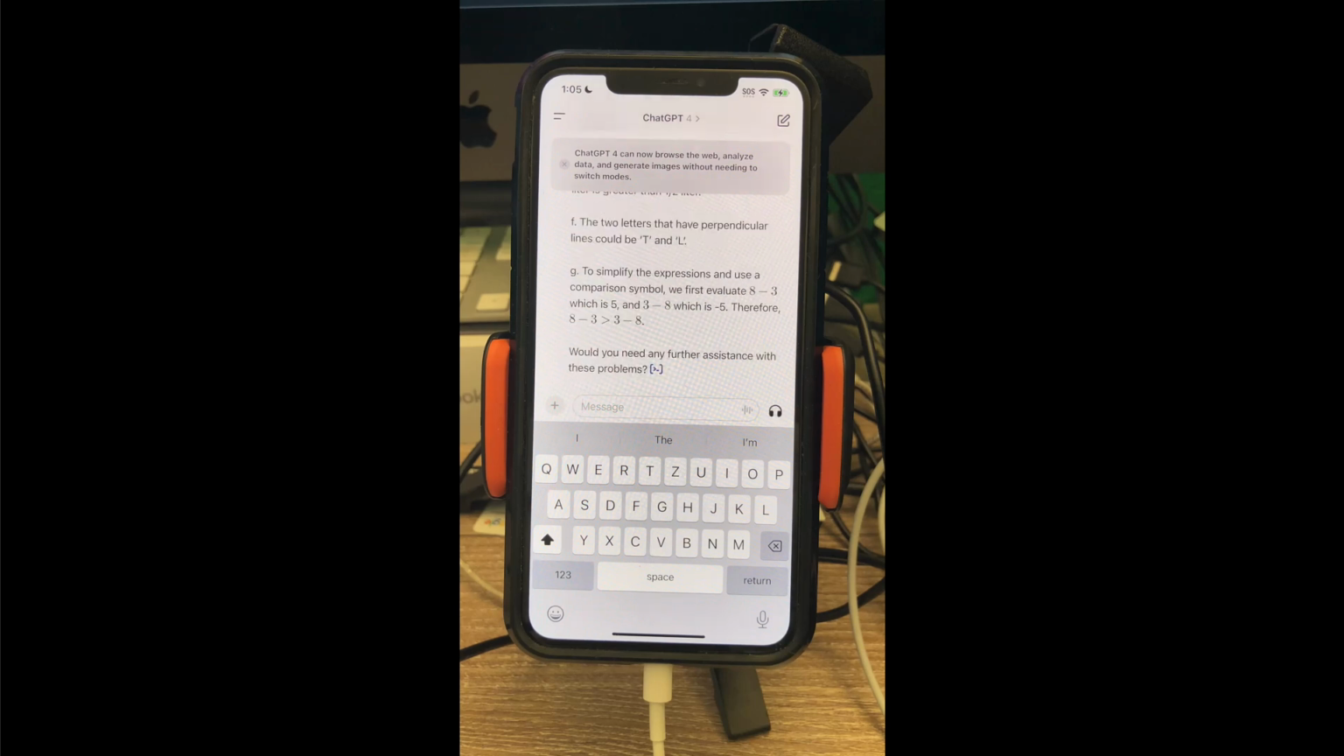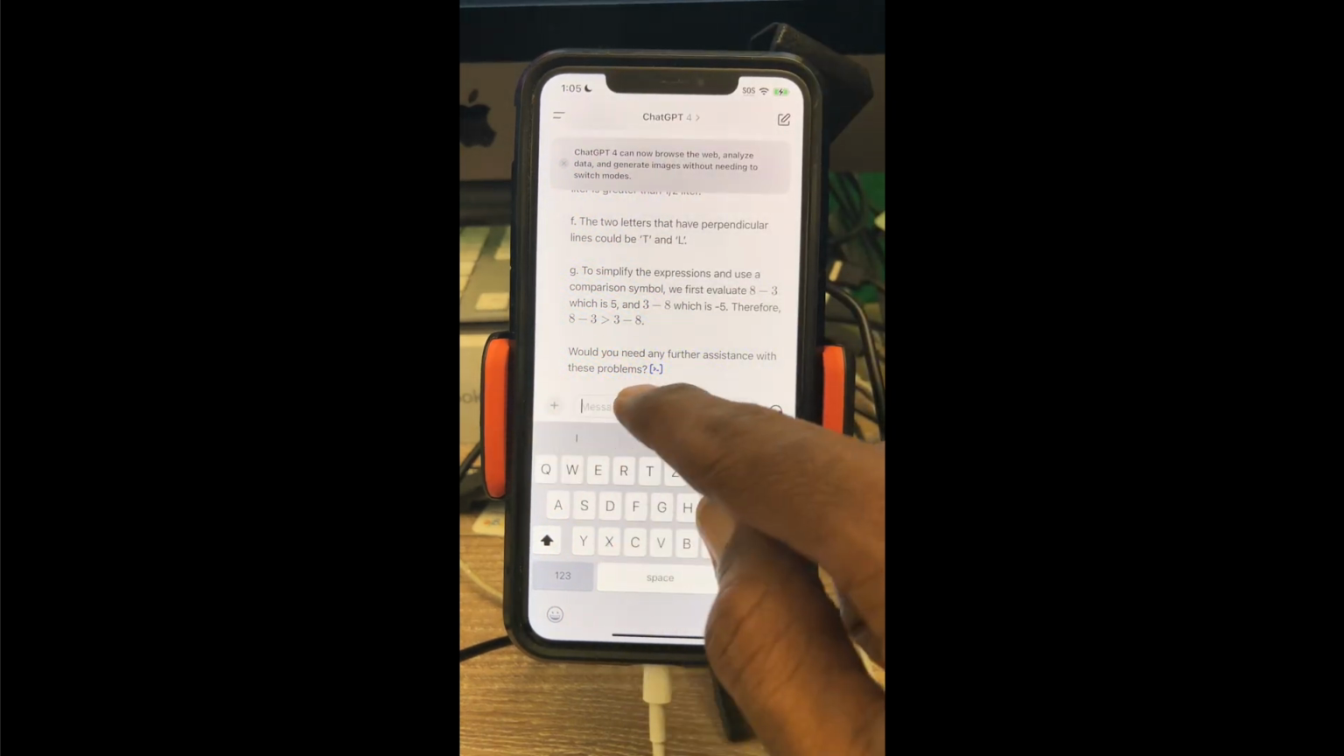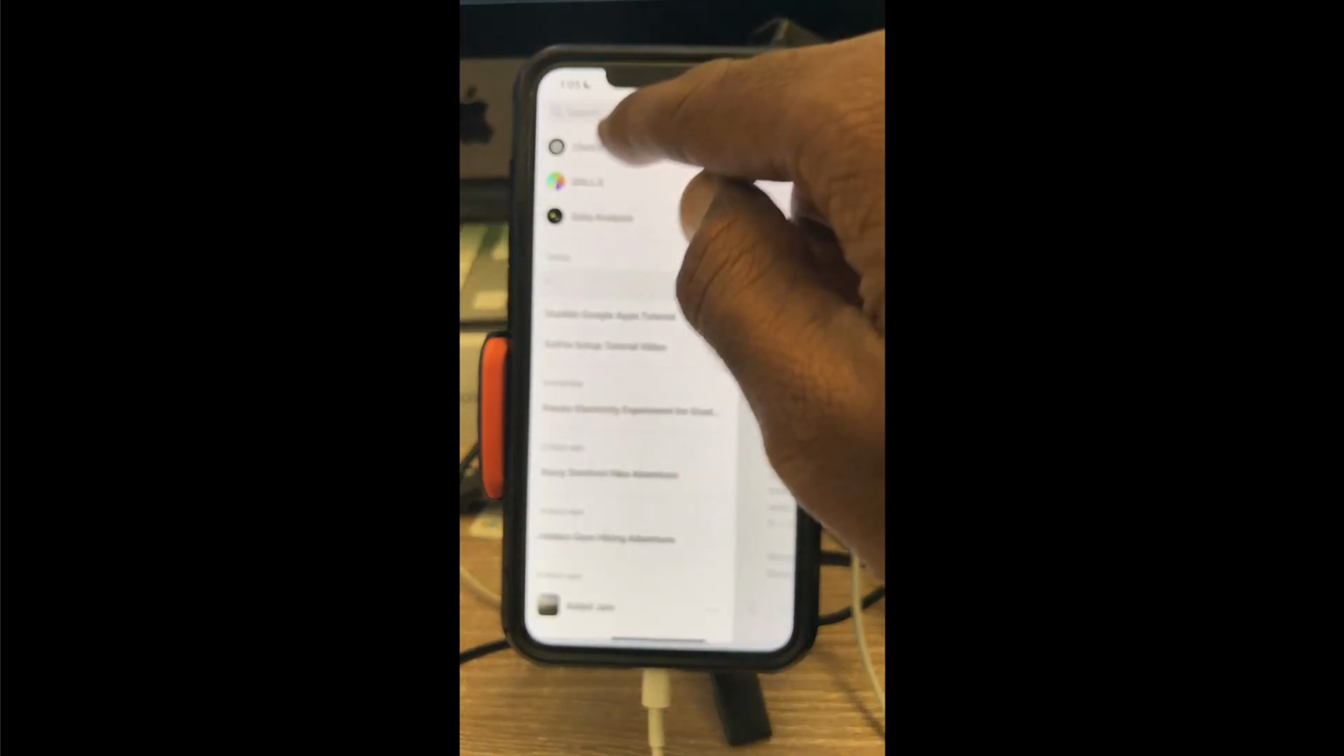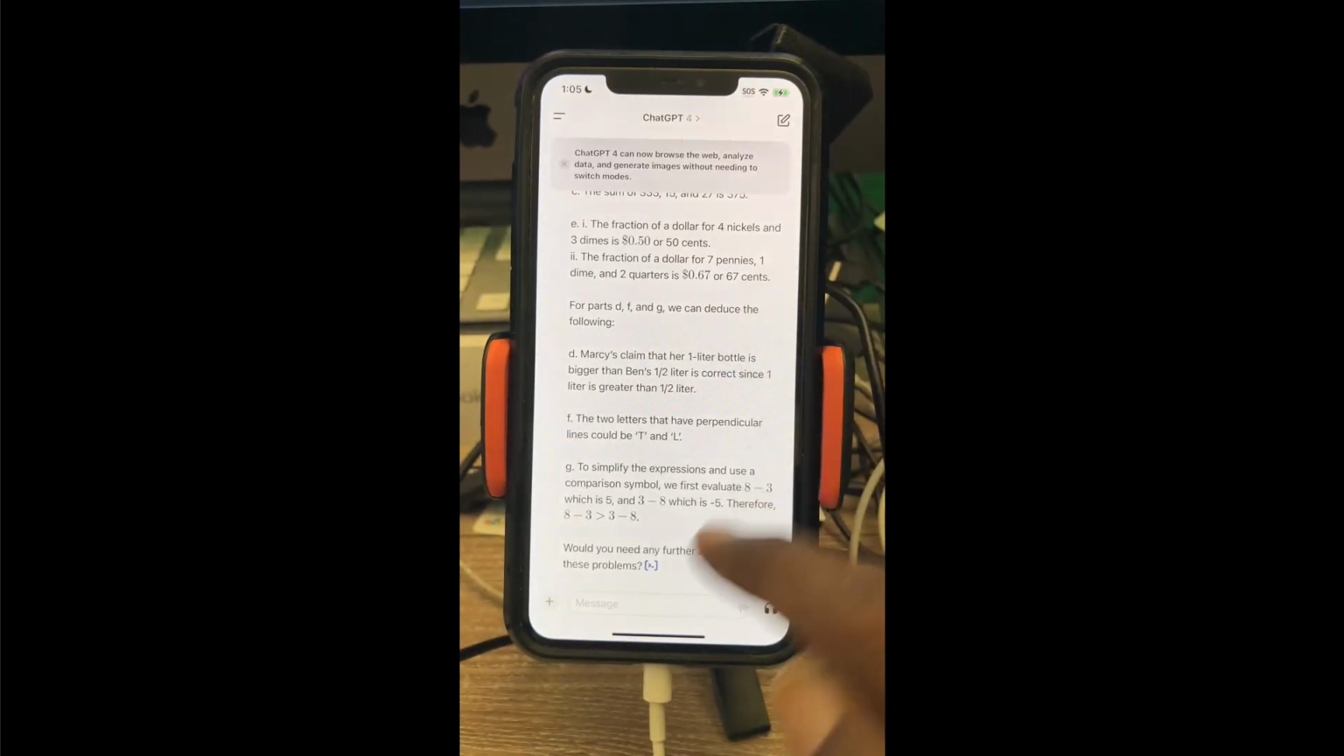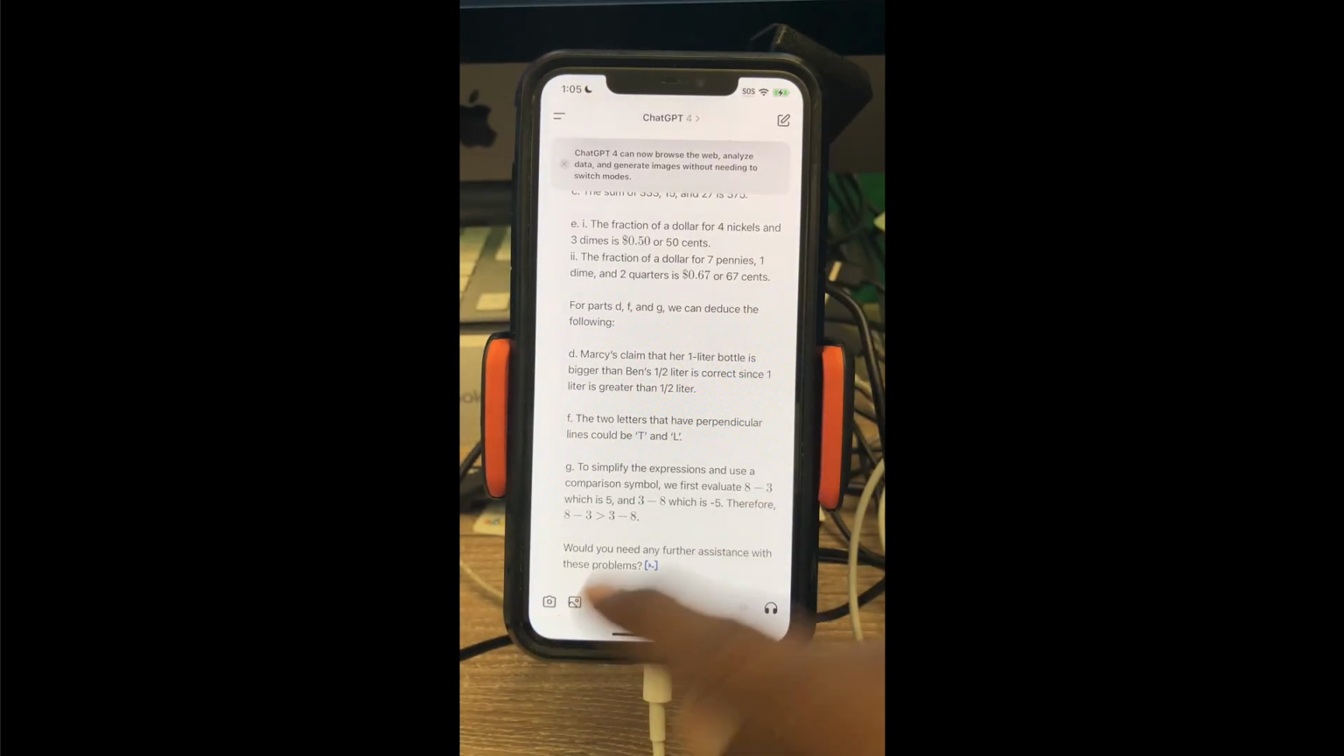All we need is to install the ChatGPT application, and all we did over here is simply upload a picture, and that was it. It is this simple.